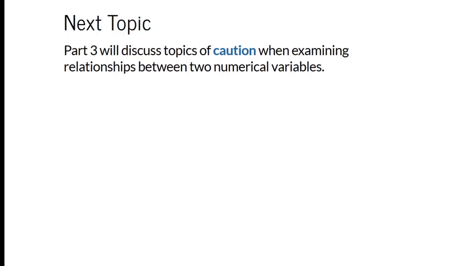Part 3 of this chapter will discuss cautions that you should be made aware of when examining relationships between two numerical variables.